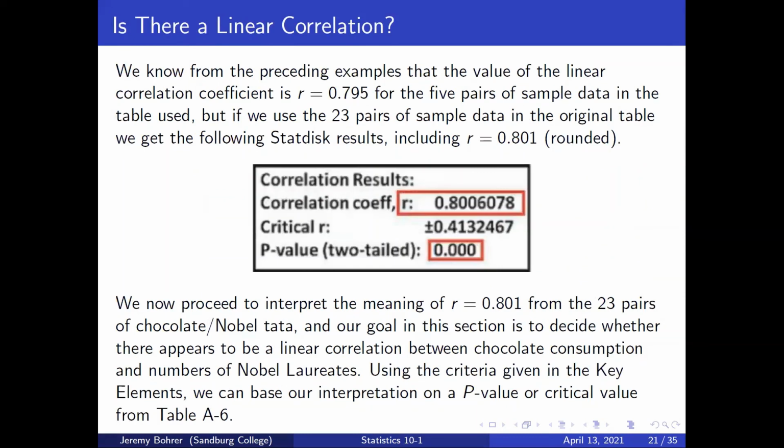We know from the preceding examples that the value of the linear correlation coefficient is R equals 0.795 for the 5 pairs of sample data in the table used. But if we use the 23 pairs of sample data in the original table, we get the following StatDisk results, including R equals 0.801. We now proceed to interpret the meaning of R equals 0.801 from the 23 pairs of chocolate Nobel data. And our goal in this section is to decide whether there appears to be a linear correlation between chocolate consumption and numbers of Nobel laureates.